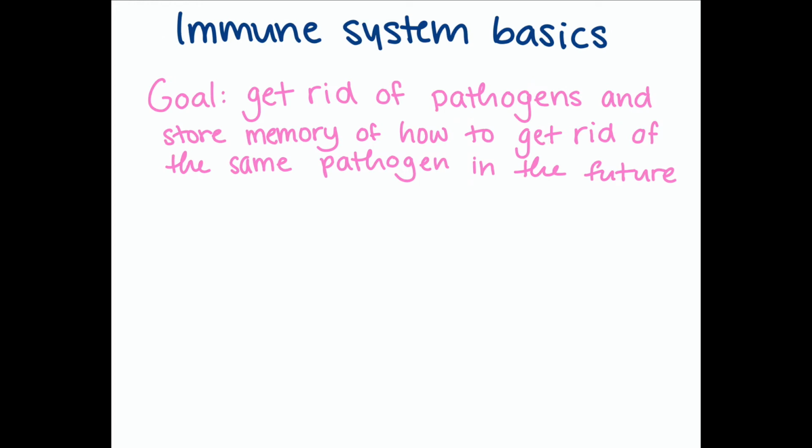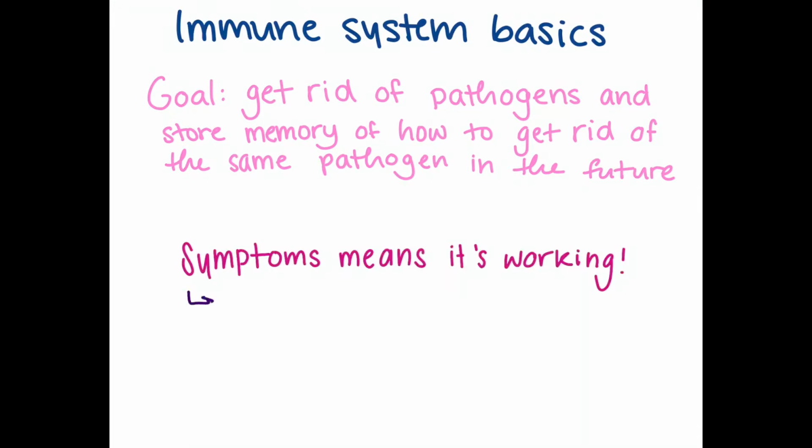The primary goal of the immune system is to get rid of pathogens, which is a fancy way of saying germs, and store the memory of how to get rid of that exact same pathogen in the future. Now, something you may have heard someone say before is that if you have a fever or any sort of symptoms, that means that it's working, which is true.